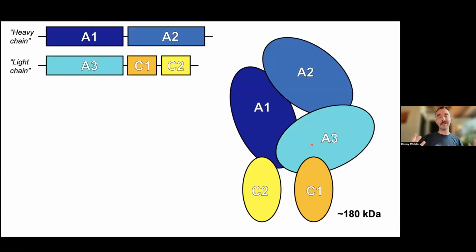So really quickly, I'll go through what factor VIII looks like. Factor VIII is a heterodimer. It's composed of a heavy chain and a light chain. Its overall molecular weight is about 180 kilodaltons or so.